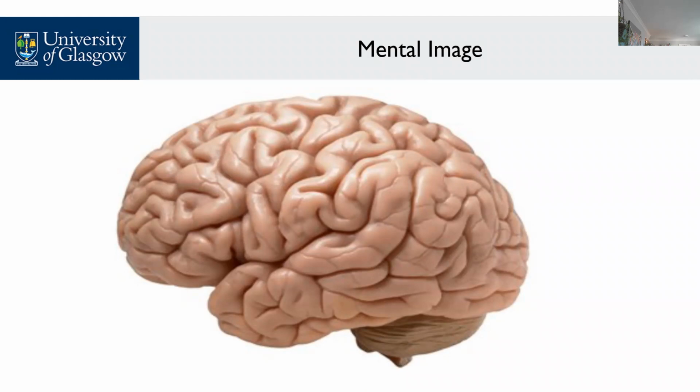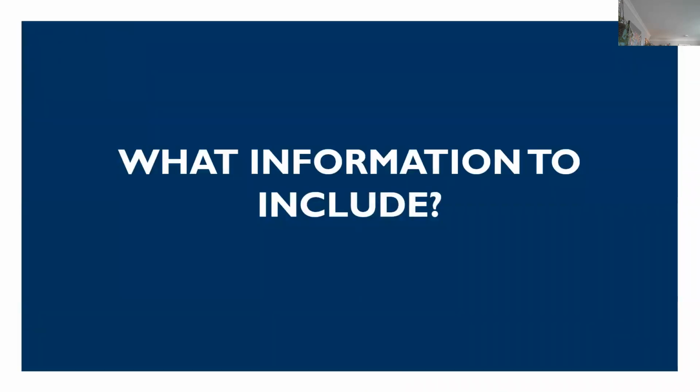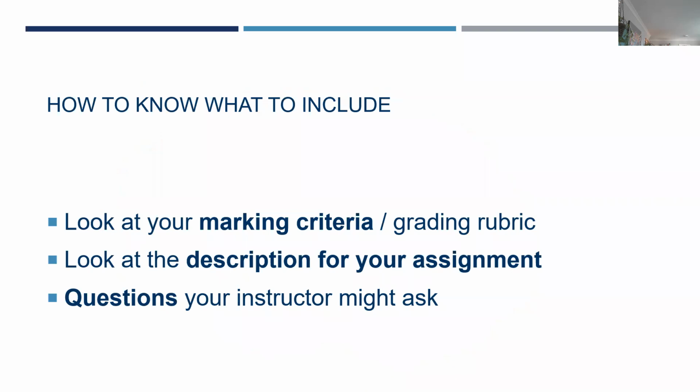So, what kind of information are you going to include? Well, first thing is to look at your marking criteria or your grading rubric. Secondly, look at the description for your specific assignment. And finally, think about the kinds of questions your instructor might ask you.